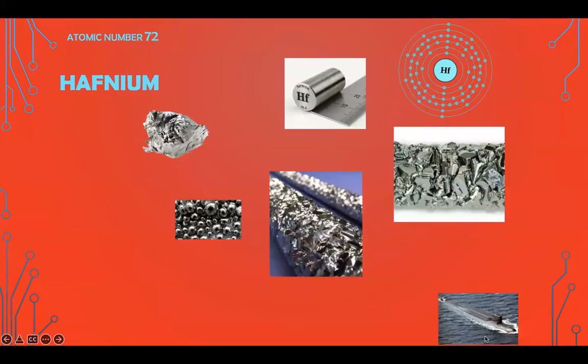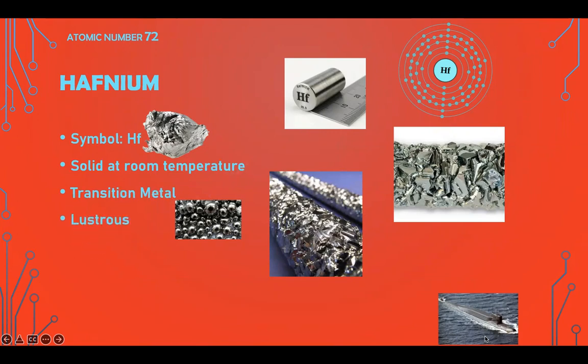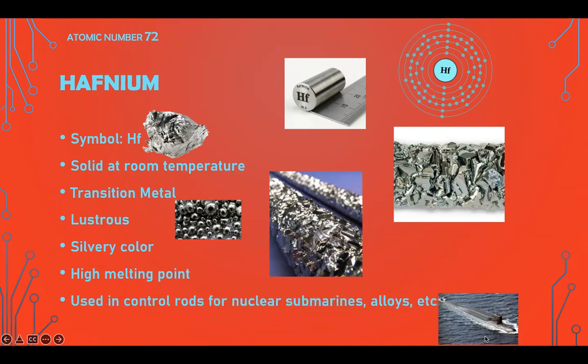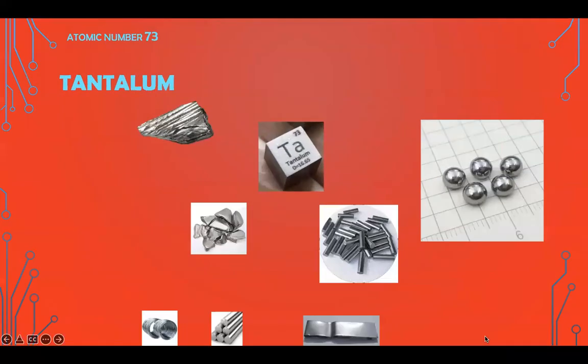Hafnium. Now we are getting somewhere other than the lanthanides. Its symbol is Hf. It's a solid at room temperature. It's a transition metal. It's lustrous. Hafnium has a silvery color. It has a very high melting point. Hafnium is used in control rods for nuclear submarines. That's pretty cool. It's used in alloys, etc.